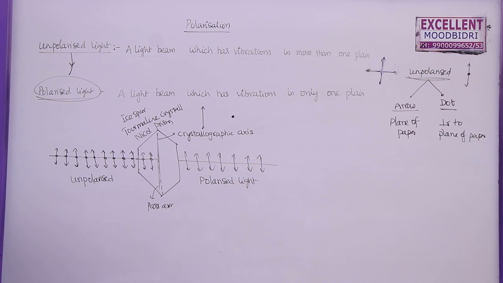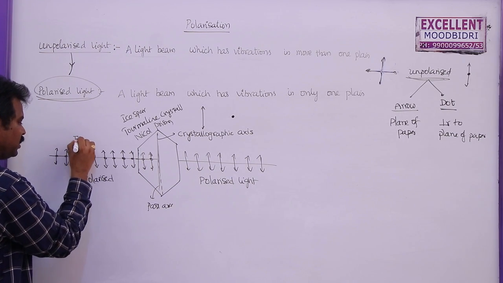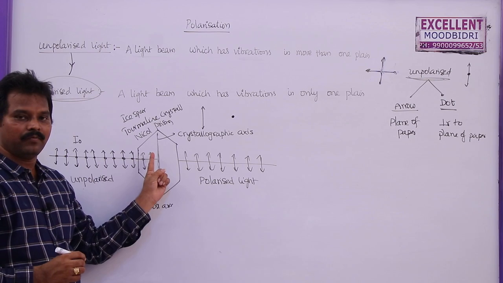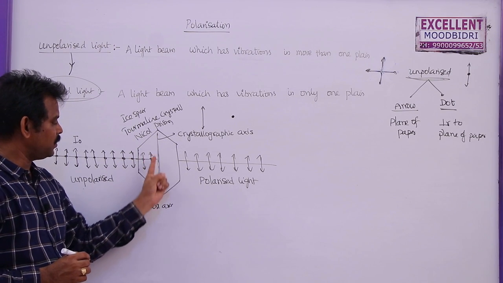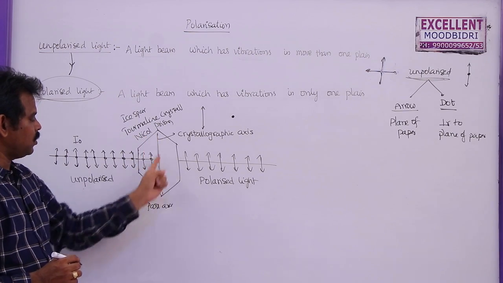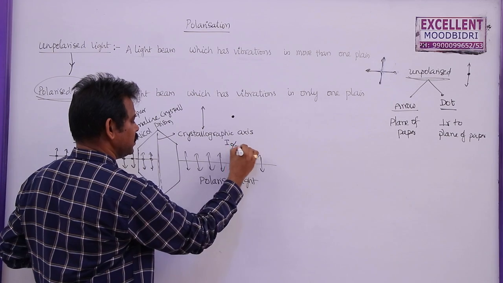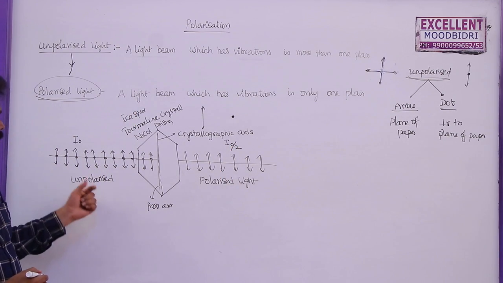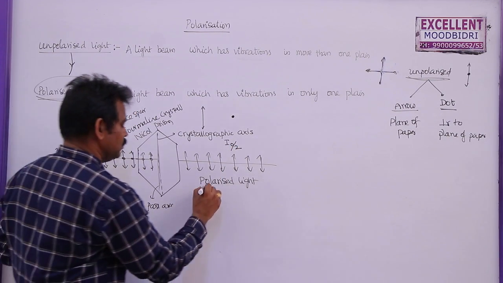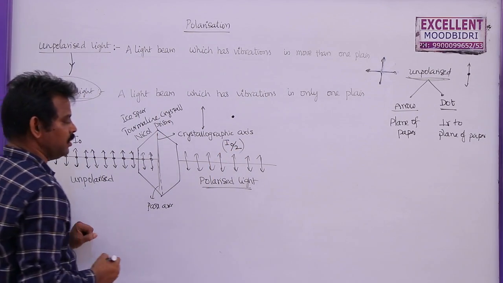So in this type, if the intensity of the unpolarized light, let us say this is I naught, half of the vibrations are stopped or restricted by the crystallographic axis of these polarizers, and the intensity of the polarized light is exactly half of the intensity of the unpolarized light. So this is the polarized light here, whose intensity is equal to I naught by 2.